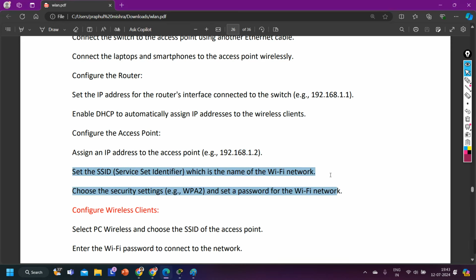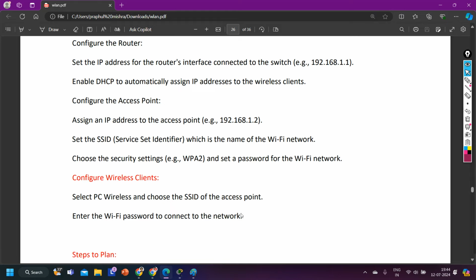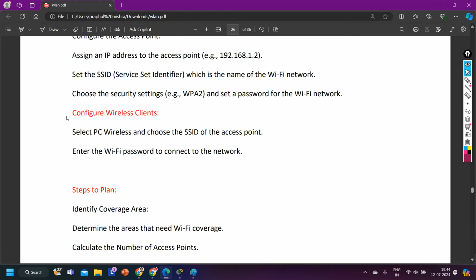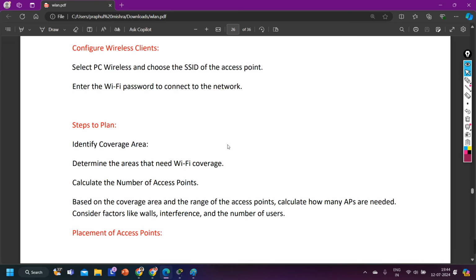Then set the SSID, the wireless Wi-Fi network name. Choose the security setting. You can configure that. Again, we have multiple security protocols, guys, for wireless networking. We'll see them in upcoming videos. Then select the PCs and select the SSID, then provide the password, and then you can connect your machine with the AP.